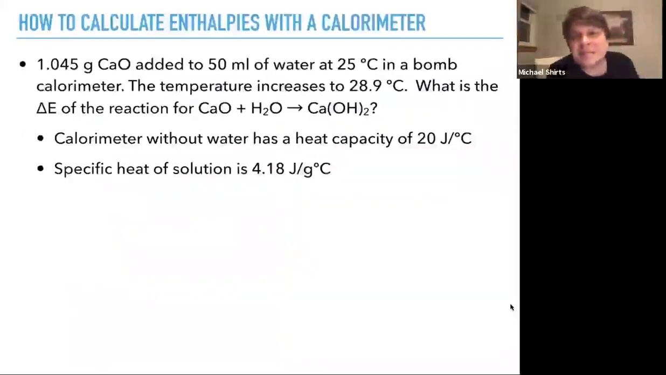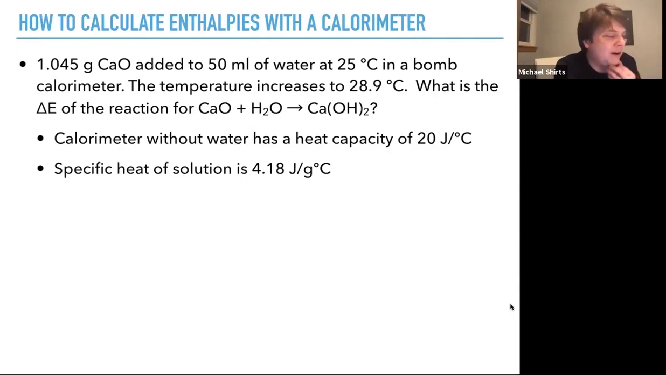So here's a setup that's pretty similar. We have 1.045 grams calcium oxide added to 50 milliliters of water at 25 degrees C in a bomb calorimeter, a slightly different setup than when we're actually combusting things. The temperature, once we add in the calcium oxide, increases to 28.9 degrees C. What's the delta E of the reaction for calcium oxide plus H2O goes to calcium hydroxide?